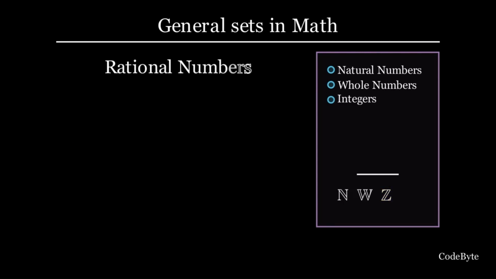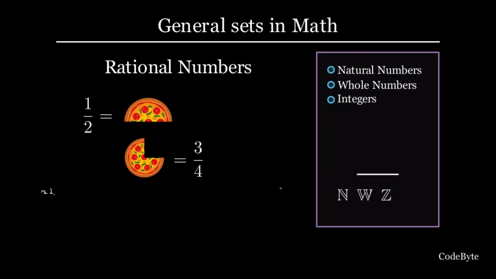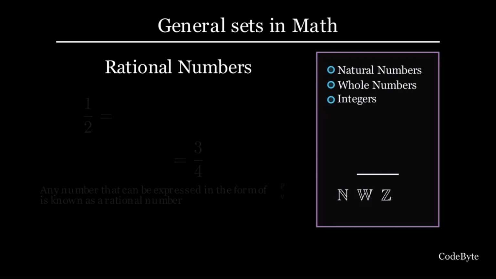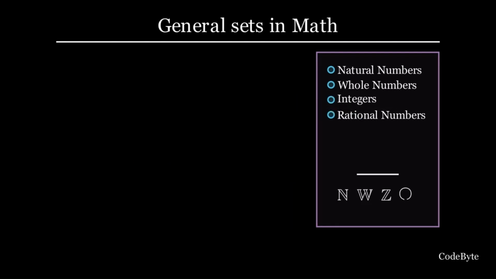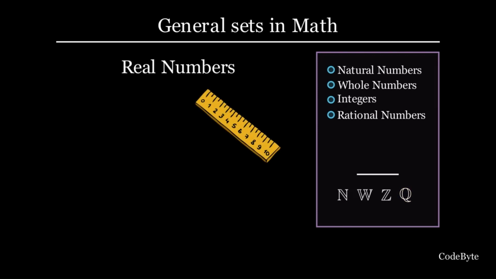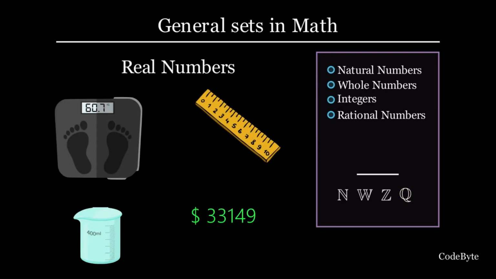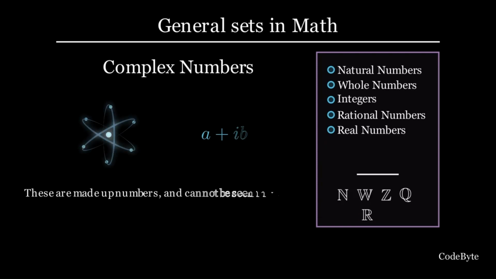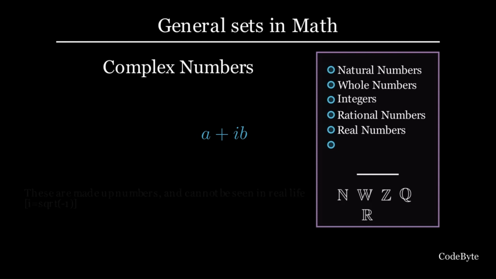Rational numbers. Any number that can be represented in the form of p by q, where p and q are both integers and q is not equal to 0. Real numbers. This set contains all the numbers that can be perceived in reality. Complex numbers. These are imaginary numbers that are used to solve complex equations in quantum physics.